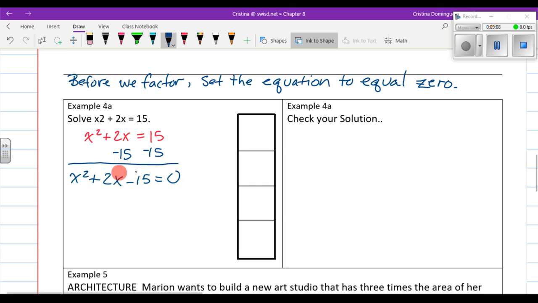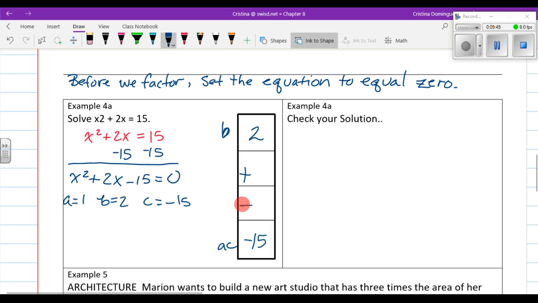Okay? Now that I have it in the right form, I can totally identify what A is, what B is, and what C is. Remember, we have the AC in the basement, and B is on top. Okay, so 2 and negative 15. I'm looking for two numbers that multiply to be negative 15 and have a difference of 2. I know that because if I have a negative product, my signs are positive and negative, right?